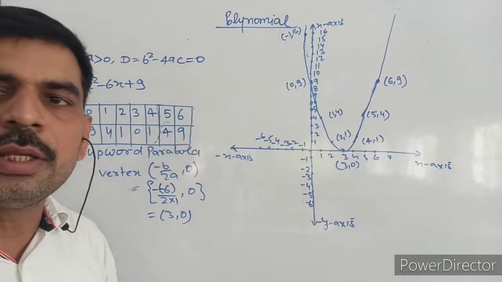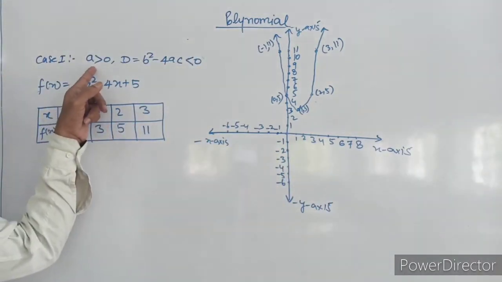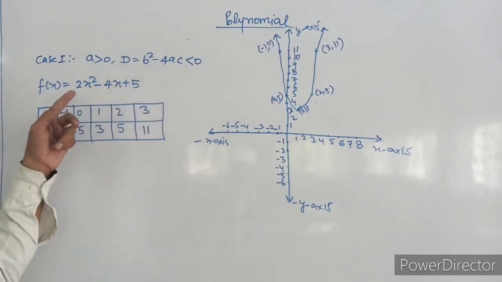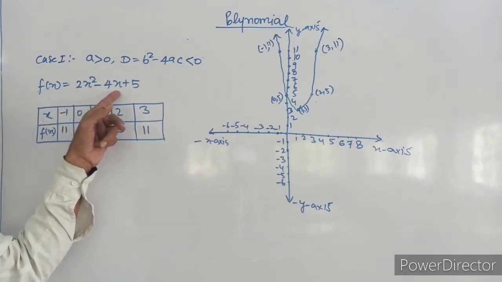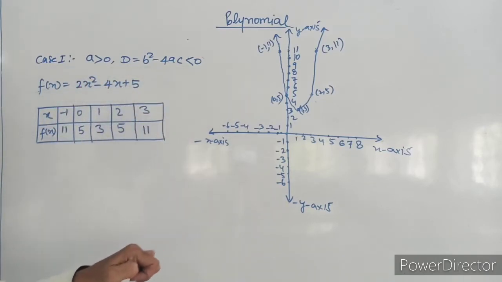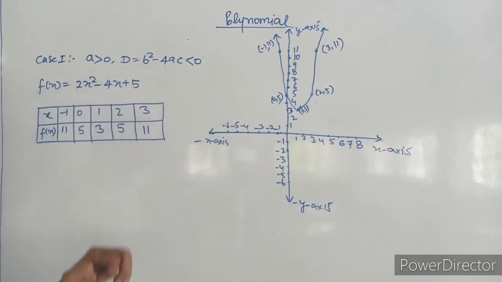Now the third case, the third condition, when a is greater than 0 but D is less than 0. Here we give an example, 2x square minus 4x plus 5. That satisfies this condition. Here a is greater than 0, and if you put the values, D is less than 0.